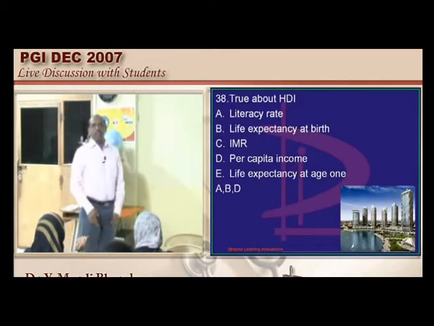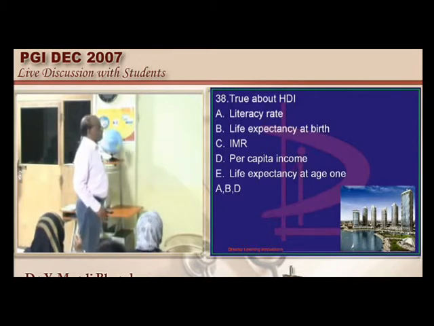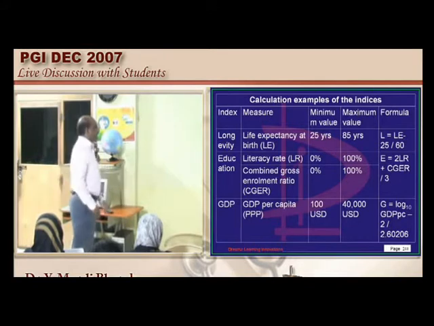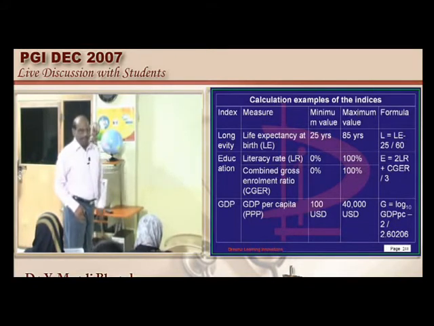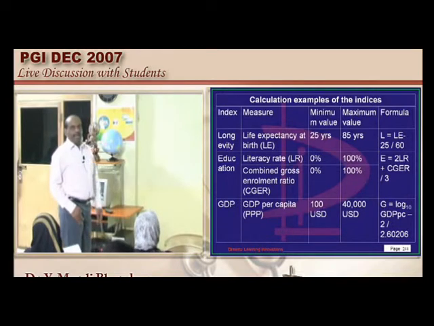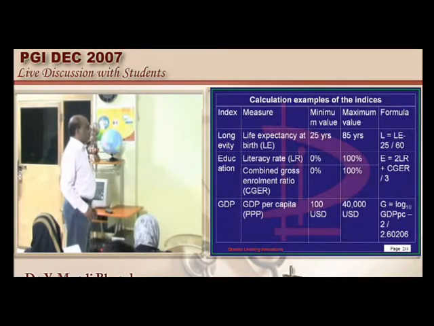Let us talk about the Human Development Index, doctor. K for knowledge, I for income, L for longevity. They are the 3 things. So longevity by life expectancy at birth, not at 1 year. Education is assessed by literacy rate and combined gross enrolment ratio, and income is by the GDP per capita.